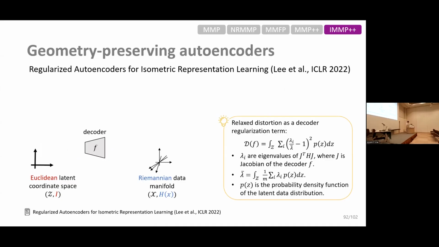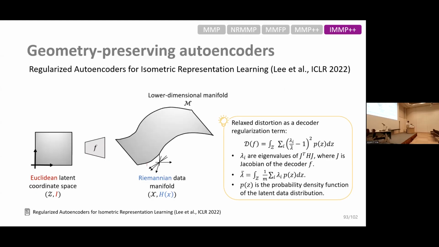We use the relaxed distortion measure as a decoder regularization term. Specifically, the latent space is assigned the identity metric because we want to use Euclidean algorithms in the latent coordinate space, which is computationally cheaper. We consider a Riemannian data manifold, assigned the metric h of x. Then we can compute the relaxed distortion measure for the decoder. Then the decoder parameterizing a lower dimensional manifold becomes a scaled isometry, preserving shapes and relative distances as visualized.